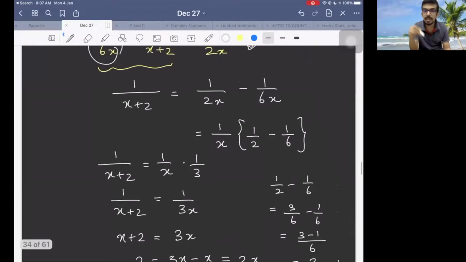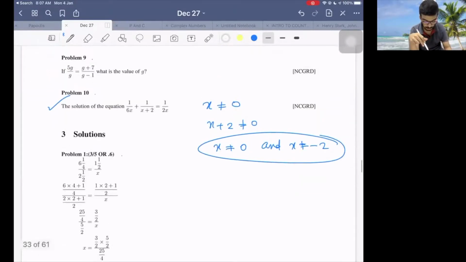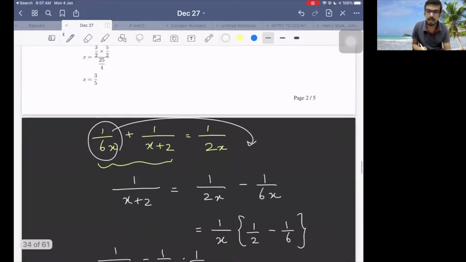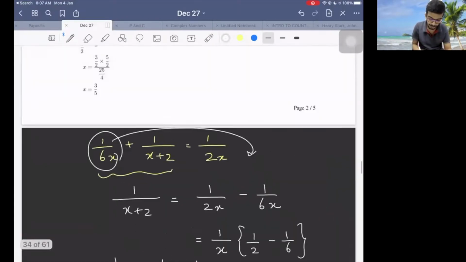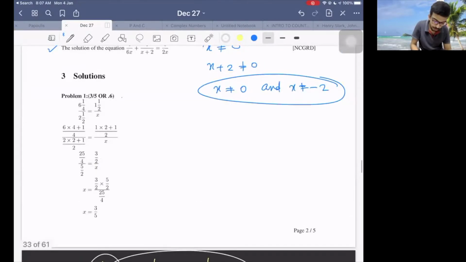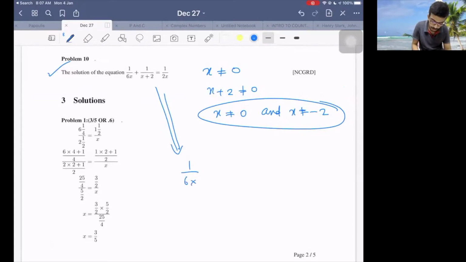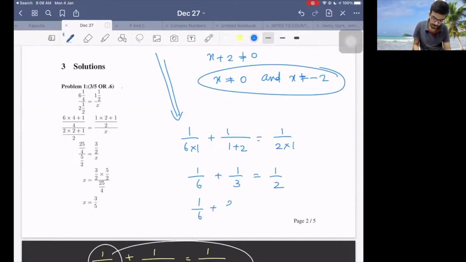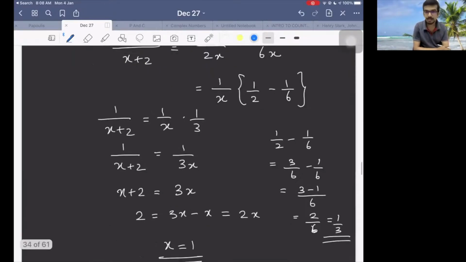And you may want to actually go back to the original question and substitute and verify if it actually works. We got x is equal to 1. So if we substitute in, this becomes 1 by 6 into 1 plus 1 by 1 plus 2 is equal to 1 by 2 into 1. 1 by 6 plus 1 by 3 is equal to 1 by 2. See whether this is true. This is 1 by 6 plus 2 by 6, which is 3 by 6. 3 by 6 comes out as 1 by 2. So it is the correct answer.